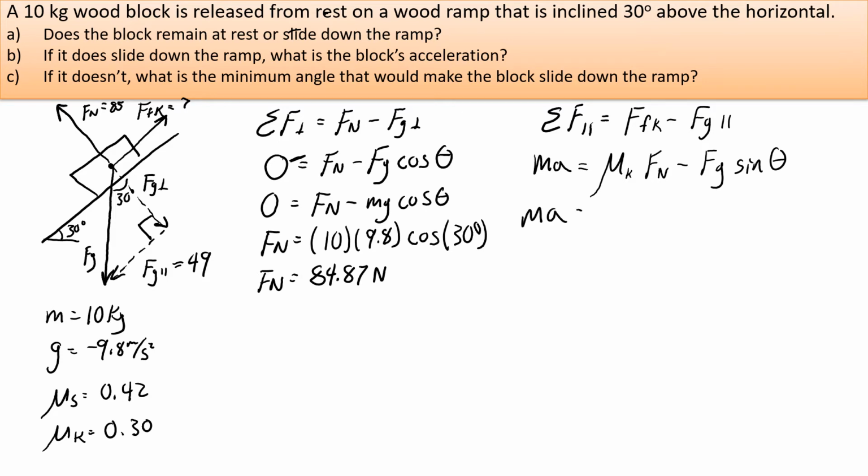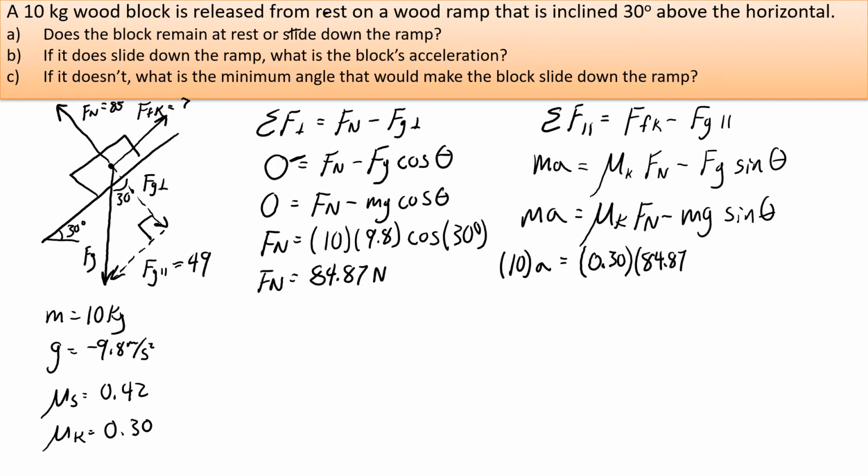Well, might as well rewrite it the full way. So mu k Fn minus mg sine theta. And now we know all of those different variables. We could plug them right in. The mass is 10. We are looking for the acceleration. The kinetic coefficient for wood on wood is 0.30. The normal force is still 84.87 because we didn't change the angle of the ramp. The mass again is 10. This is negative 9.8, but really we'll just call it 9.8 because we're already taking into account the direction in our net force equation and the sine of 30 degrees.